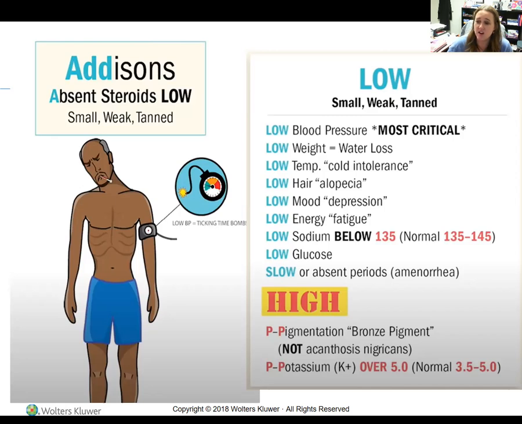Two areas that are high in Addison's disease: we're going to have hyperpigmentation, so bronze pigmentation of the skin, and we're going to have hyperkalemia, a potassium of over 5. And when we have those hyperkalemic patients, again, we're going to watch for signs and symptoms of that, which would be muscle spasms and EKG changes, which are peaked T waves and ST elevation.